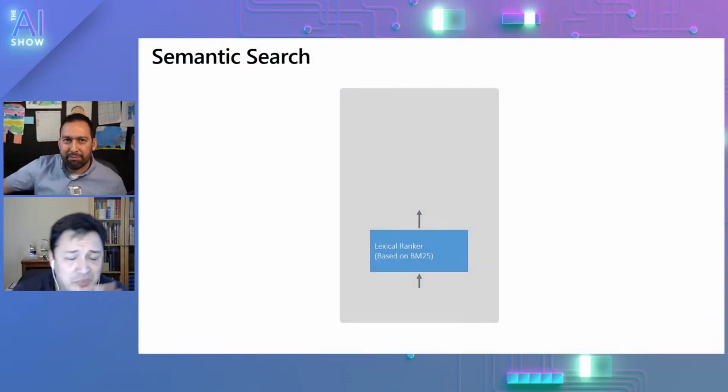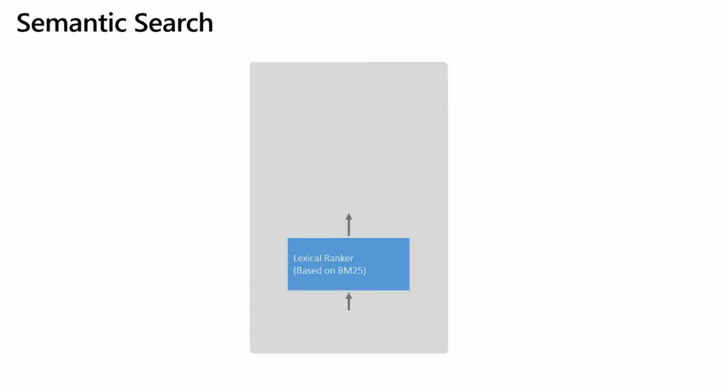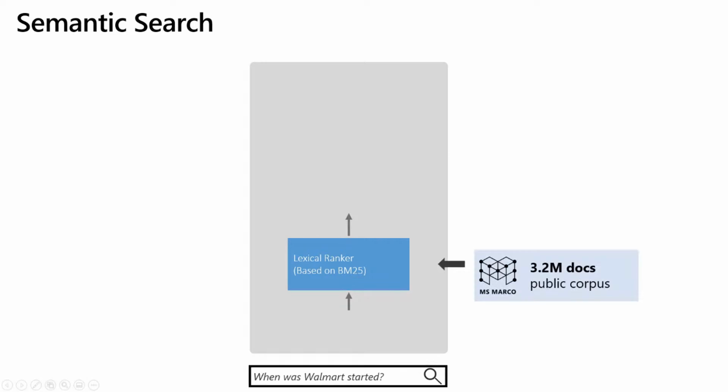I have a diagram that I want to show you, just so that we can get a little bit deeper into how this works. So we have this lexical ranker. Most of the services out there that do search today are based on this type of technology, right? Lexical rankers. Usually you have a query that goes through this, we find the documents, and then we give you the results.